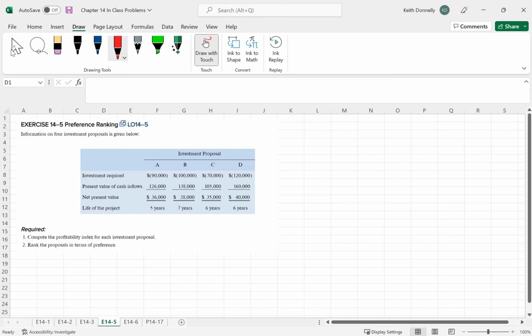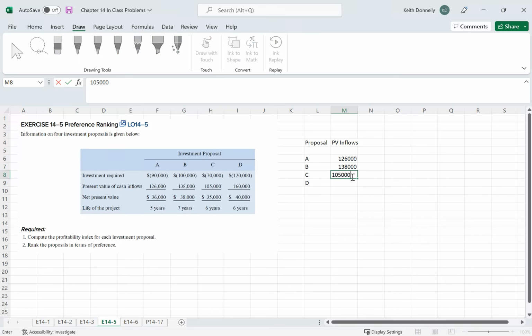So let's build it out over here and calculate this profitability index. Let's look at each proposal: A, B, C, and D. We will have the present value of the inflows on them: 126, 138, 105, 160. Then we're going to have, in this case, the investment required.